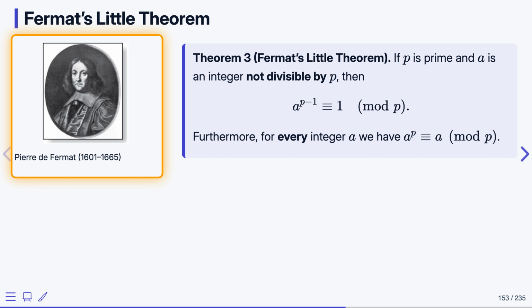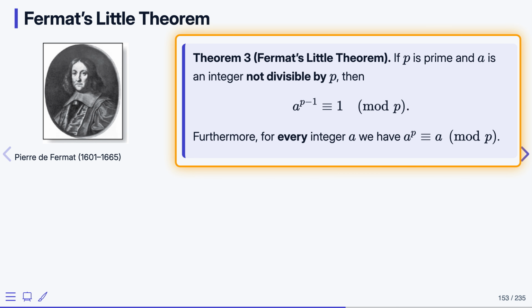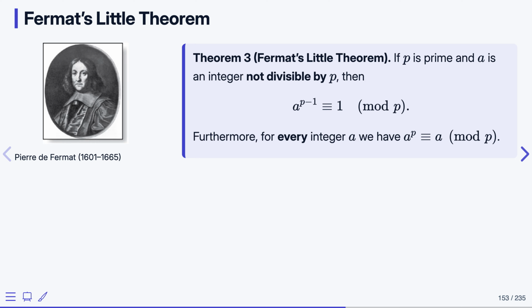Now a very handy shortcut, from Pierre de Fermat, a French lawyer who did mathematics in his spare time and changed the subject forever. Fermat's little theorem says this: if p is a prime and a is not a multiple of p, then a raised to the power p minus 1 is congruent to 1 mod p. There is also a second form that needs no condition at all. For every integer a, a to the power p is congruent to a mod p. It is called little to tell it apart from Fermat's last theorem, which is a different and much harder story.